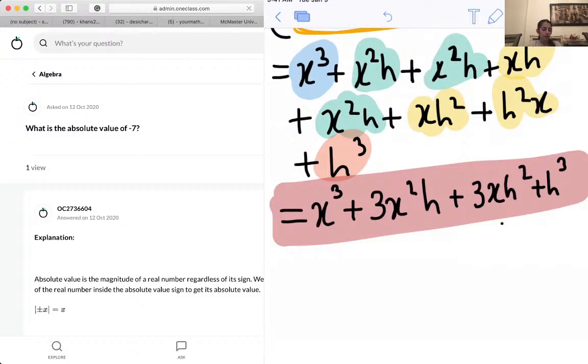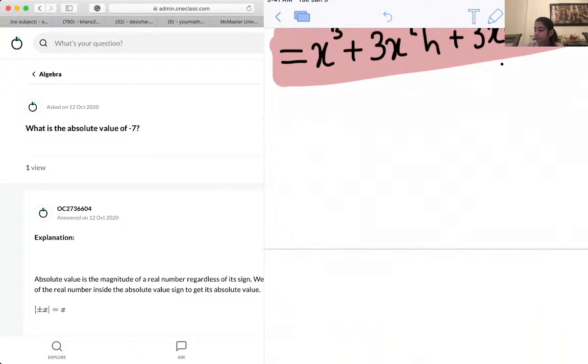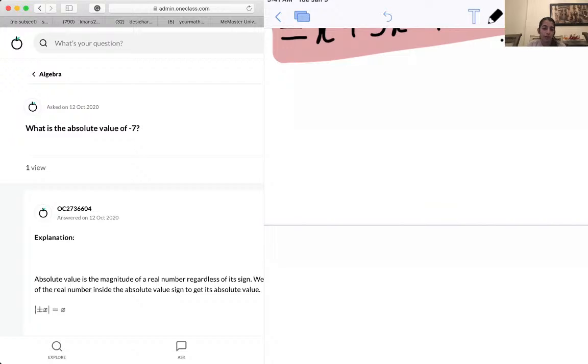Our next question is, what is the absolute value of -7? So, absolute value is asking basically just the magnitude of the number or value that you're provided with. So question 8 is the absolute value of -7.